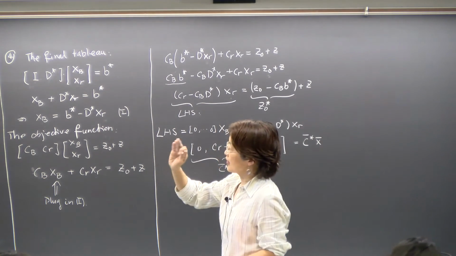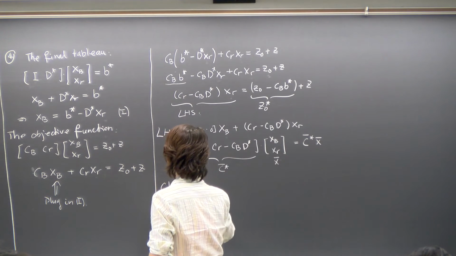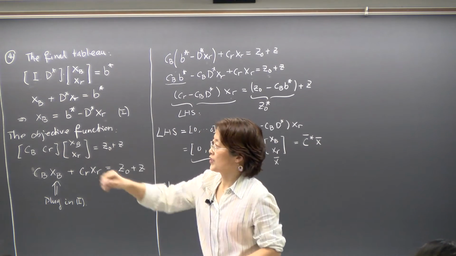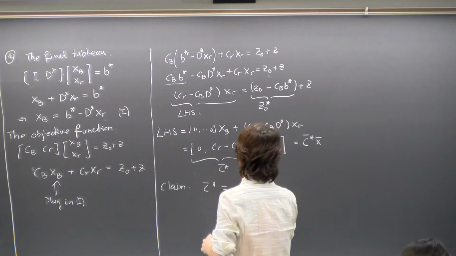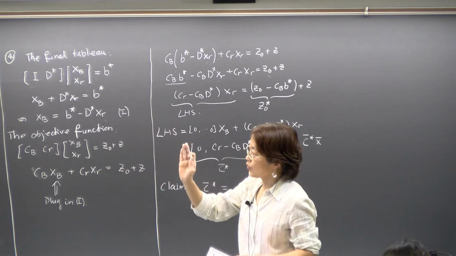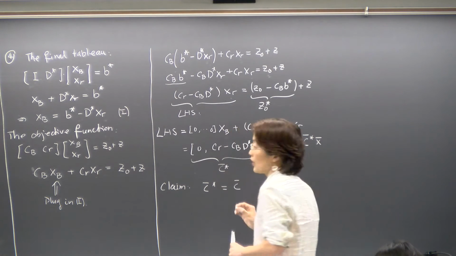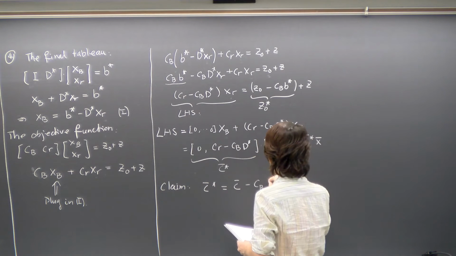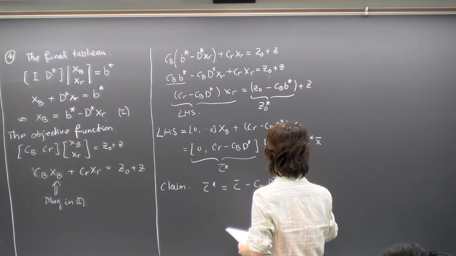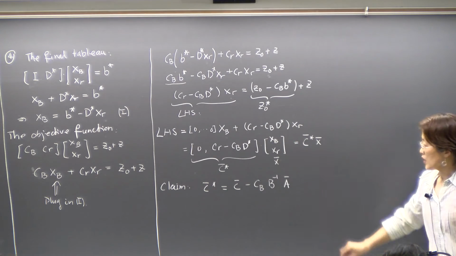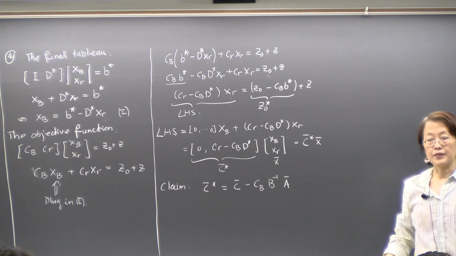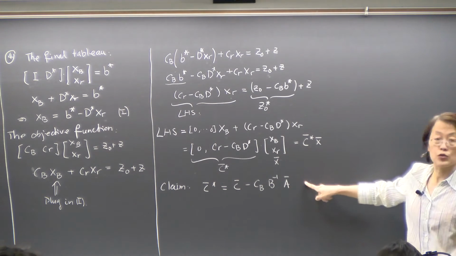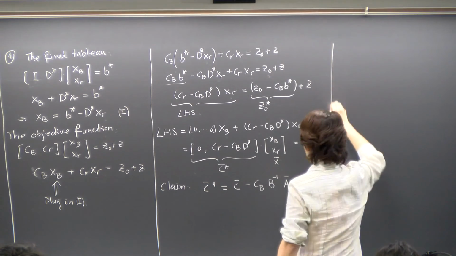So I need to show that in the final tableau, this C bar star shall fit the formula that I claim it has to be. So it shall be that expression, but with all shifted indices. So it will be C bar with shifted index minus CB, B inverse, and A shifted. If I can prove this, then I'm done. I can shift the columns back, and I will get my claim. Is that right? So now it remains to show this identity. Okay, let's check.